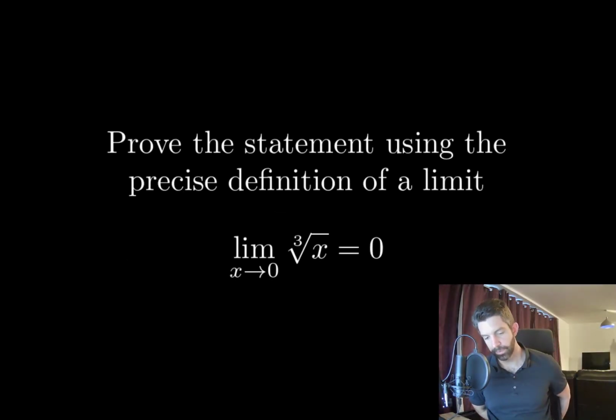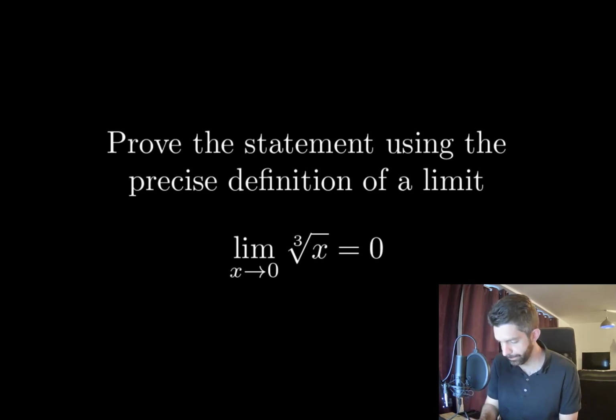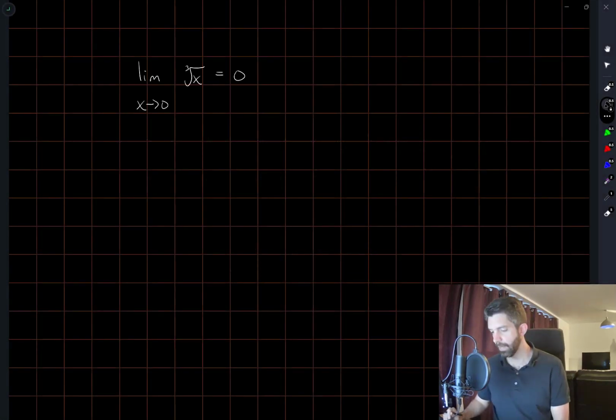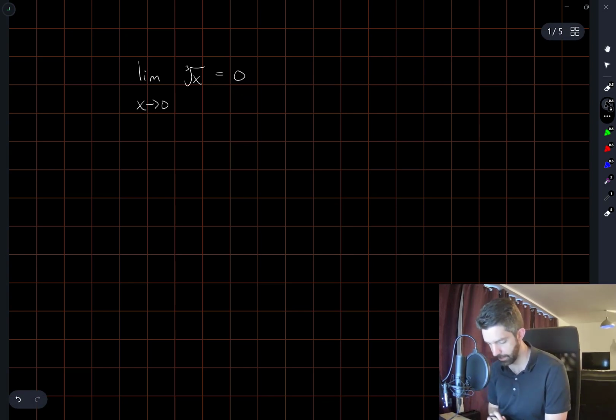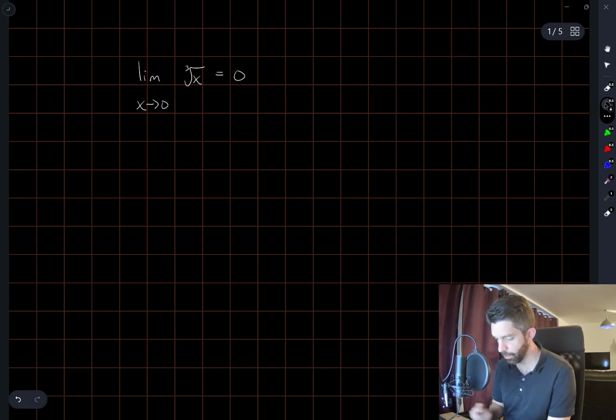Prove the statement using the precise definition of a limit. We'll take the limit as x approaches 0 of the cube root of x is equal to 0. Okay, so the precise definition of the limit, what they're talking about here is the delta-epsilon version of the definition of a limit. So I'll write out the logical statement that we need to prove here.